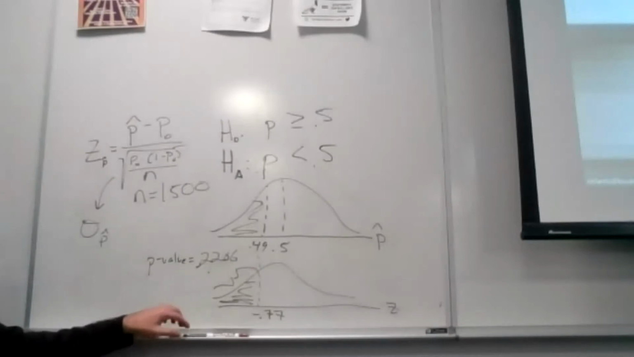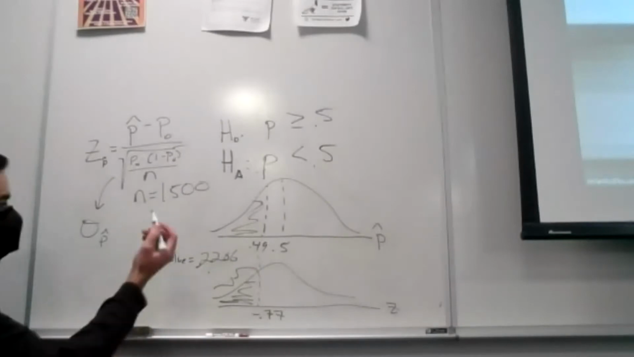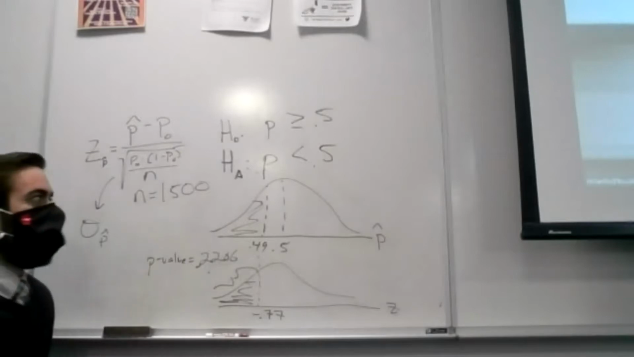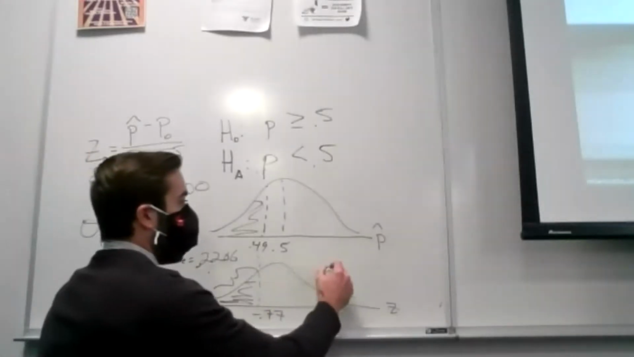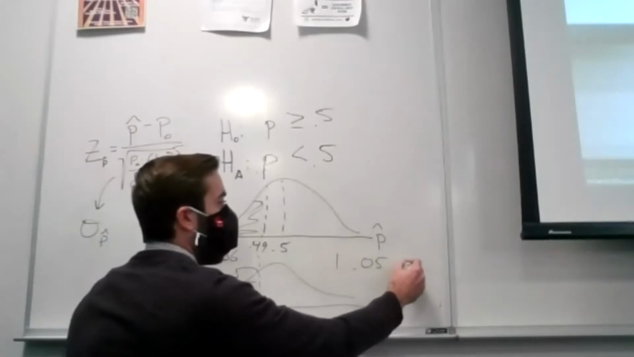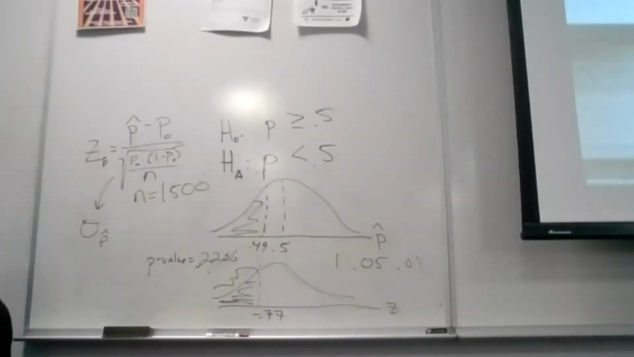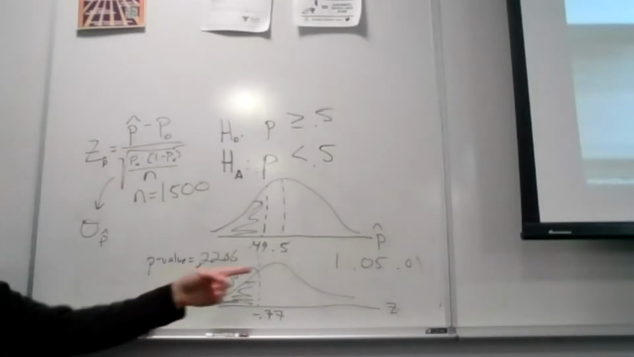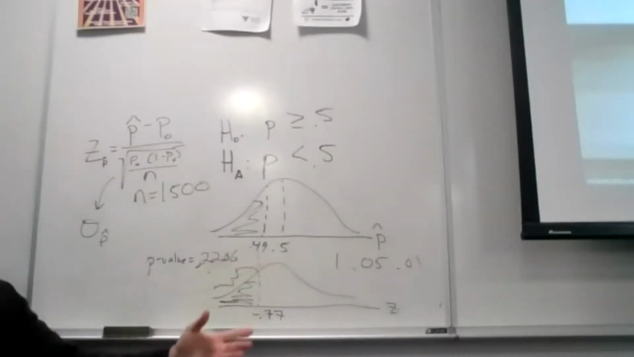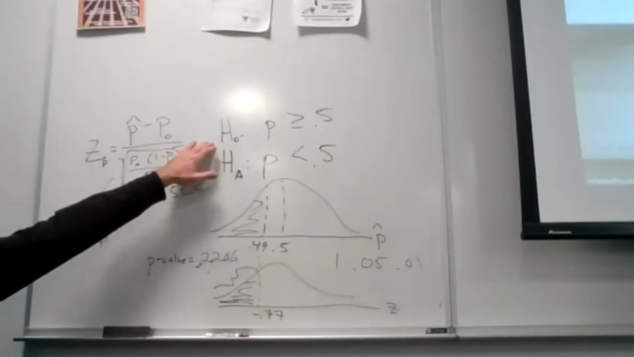So can I reject any of my conventional alphas here? Well, usually we have alphas of what? 0.1, 0.05, and 0.01. Is my p-value less than any of those? It's 0.22. Is it less than any of those? No. So I can't reject my assumption, right?